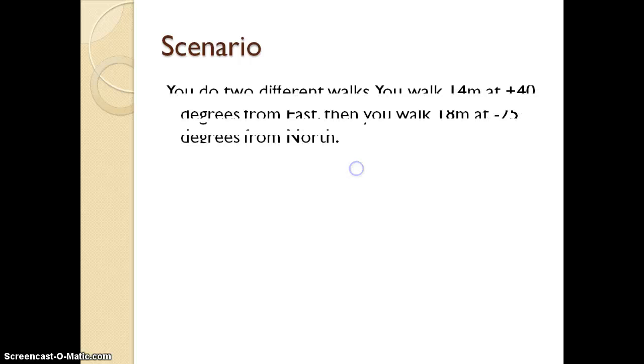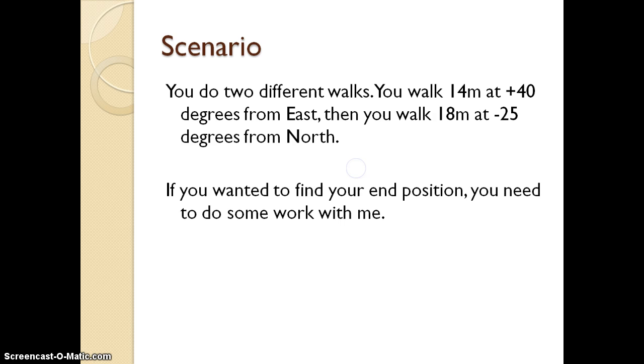So here's a scenario for you. You do two different walks. You walk 14 meters at 40 degrees from east, then you walk 18 meters at negative 25 degrees from north. If you want to find your end position, you need to do some actual work with me on this. I'm going to show you how to set this up. So you walk a certain distance and another certain distance. We don't care about the time, so you want to figure out your ending point.